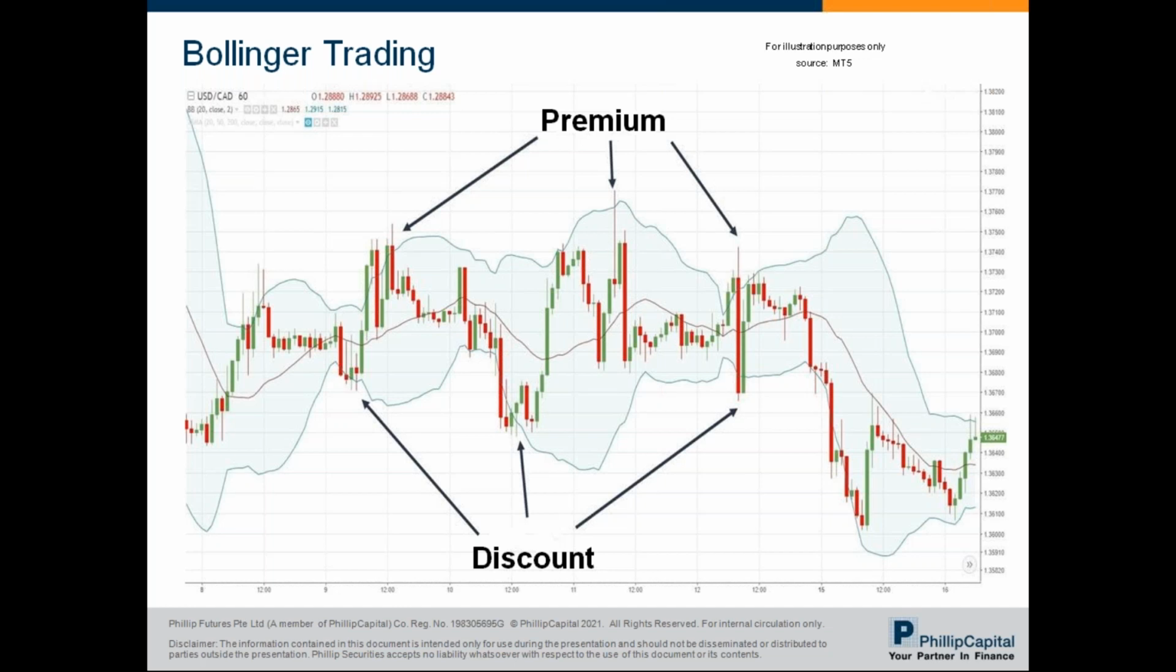So some of you may be thinking right now, can I take a short position at the expensive band or the premium band, and maybe take a long position at the discounted band? Well, some traders do apply this kind of very straightforward strategy, but it will only work in a very ranging market, and it will not work in a trending market.